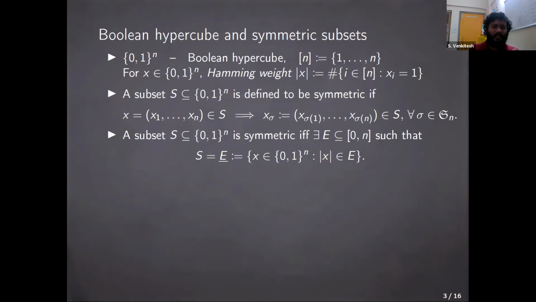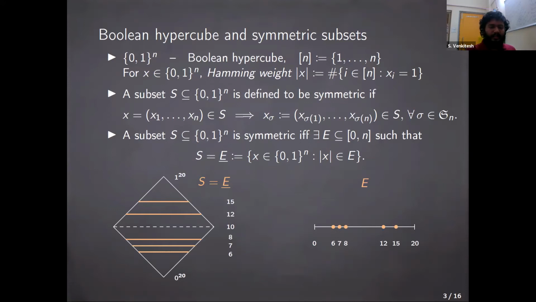So on one hand, you have a subset of the hypercube which is symmetric. On the other hand, you have a subset of 0 to n, which is essentially the set of weights corresponding to the points in S. That's it. So we will introduce this additional notation. E lower bar is the collection of all points whose Hamming weights lie in E. And for the rest of the talk, since we are only concerned with symmetric subsets, we will identify E with E bar.